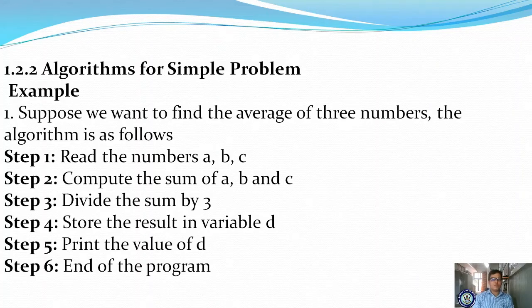So let us recap the aim of our program. We have to calculate the average of three numbers. For this you read three numbers, a, b, c. Afterwards you compute a plus b plus c, then divide a plus b plus c by 3. That result you store in another variable, d. Now you print the value of d, which consists of the average. In step 6 you end the program.